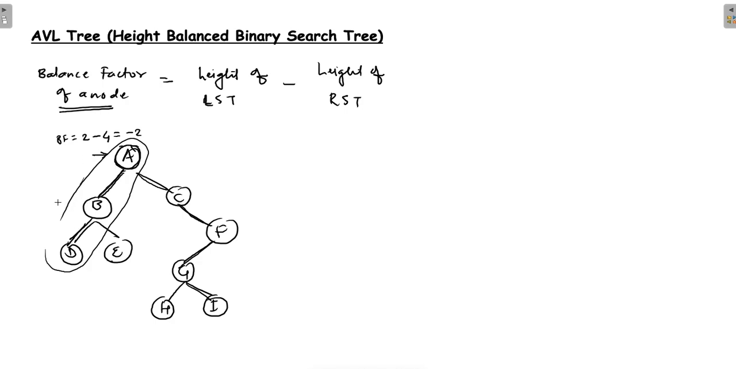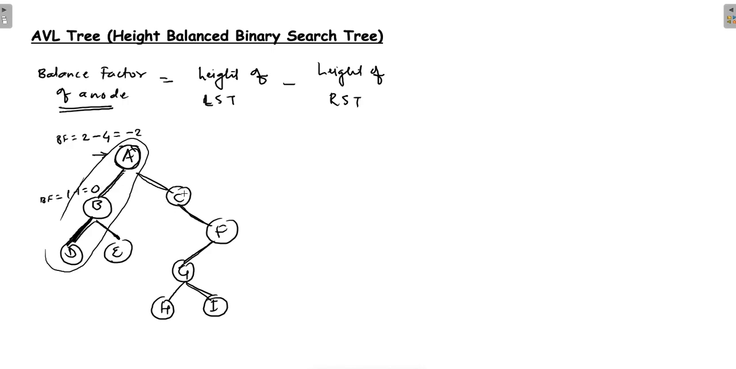Now let us calculate the balance factor for B. So the balance factor for B is the length of the path to the child node, which is 1 on the left side and 1 on the right side. So 1 minus 1, it is 0. So the balance factor is 0.